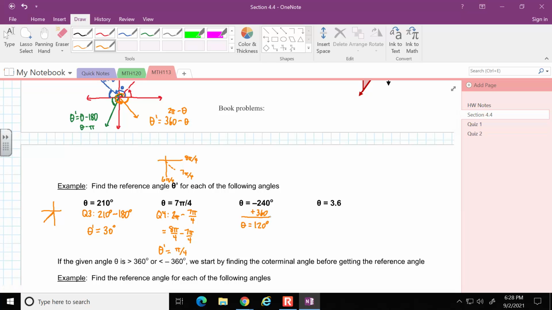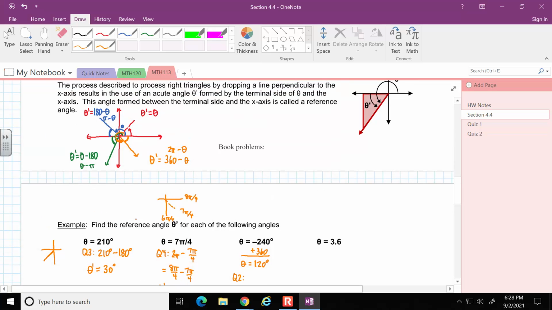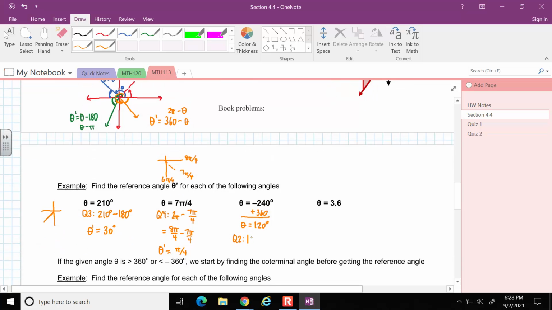The next thing is, all right, which quadrant does 120 degrees lie in? It is in 2, right? It's between 90 and 180, so that's in quadrant 2. So that means, what do I do? Well, you go up here, you say, well, that's going to be 180 minus 120. So theta prime in that case would be 60 degrees. Any questions on that? Okay, and we could keep going with that.